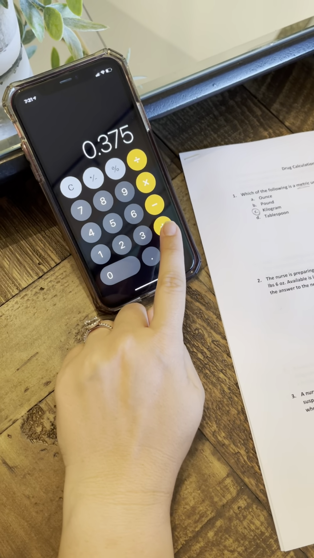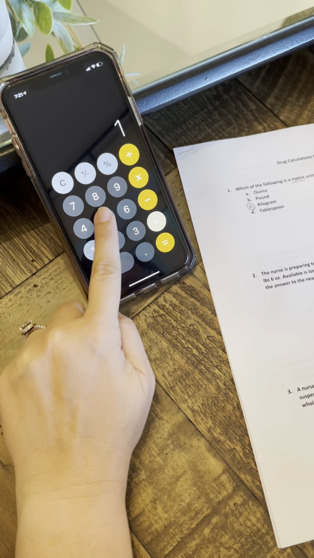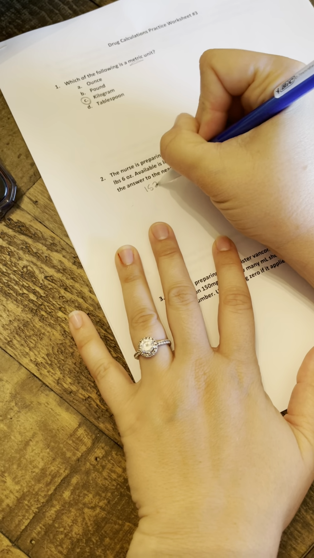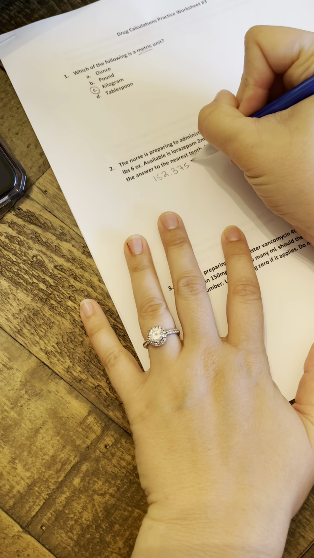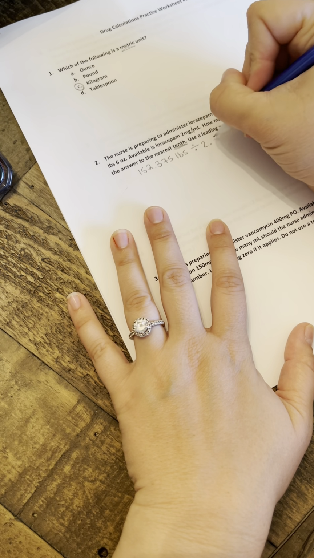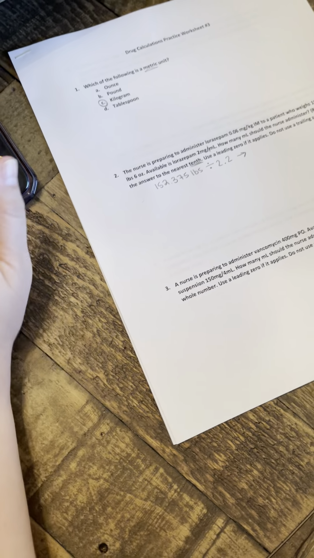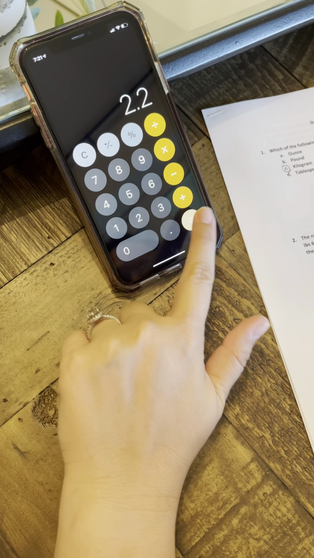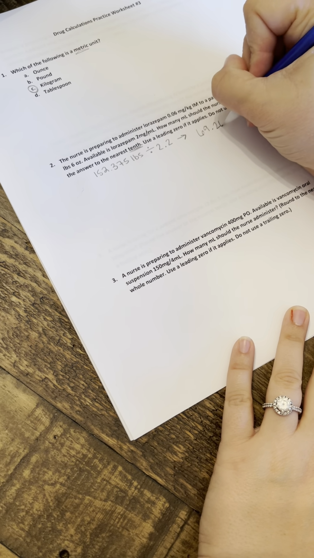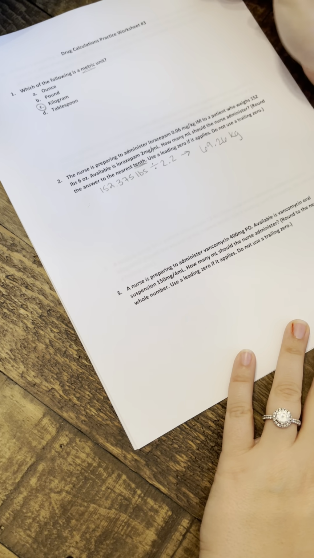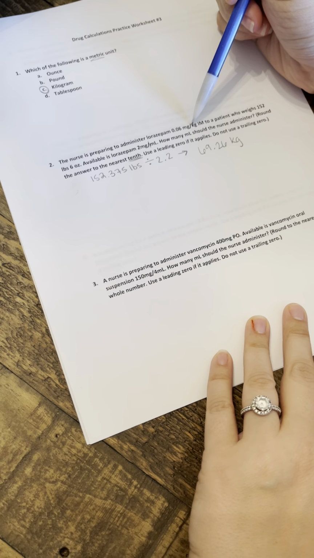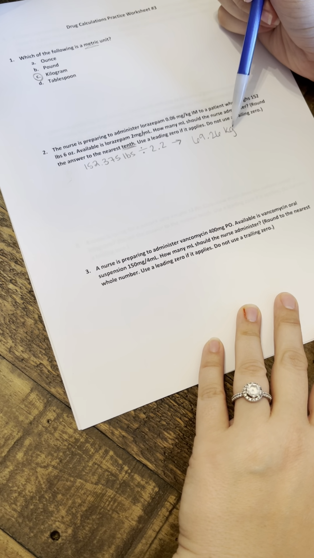So then we want to add that to 152. 0.375 plus 152. So our patient weighs 152.375 pounds. To get that to kilograms, we're going to divide by 2.2. So divide by 2.2, and our patient weighs 69.26 kilograms.